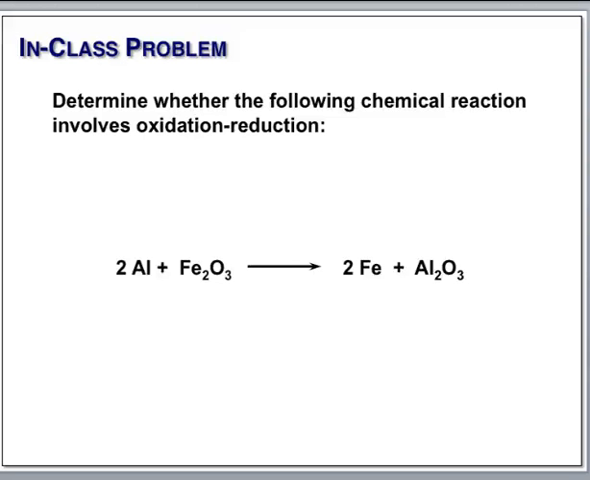Aluminum is an element, it's 0, isn't it? Iron's an element, it's 0, right? What's iron here? That's iron 3 oxide, so it's +3. Aluminum is an ion over here, bonded with oxygen, a +3 ion, isn't it? So the oxidation numbers have changed from 0 to +3, from +3 to 0. So yes, this is a redox reaction.